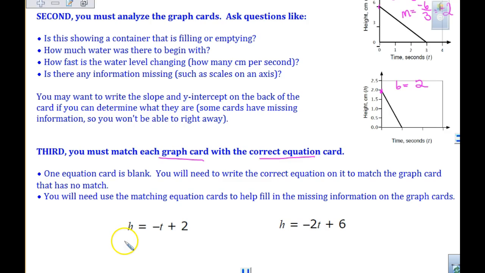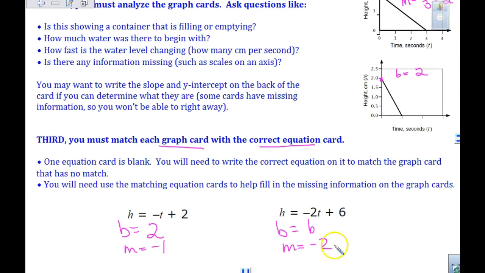So this one is telling us, if I looked at this, that my y-intercept, my b is 2. What is this one telling me my y-intercept or b is in that second equation? It is 6, right? In this first one, what does it tell me my rate of change or slope is? -1. What is my rate of change or slope in this one? -2. So each time you look at those equations, that's kind of what you want to look at when you are doing the problems.